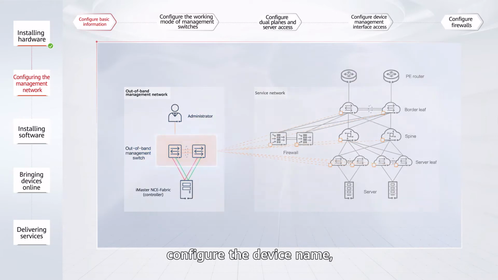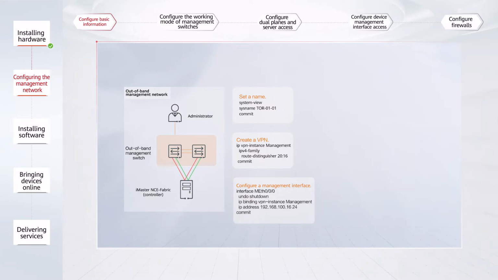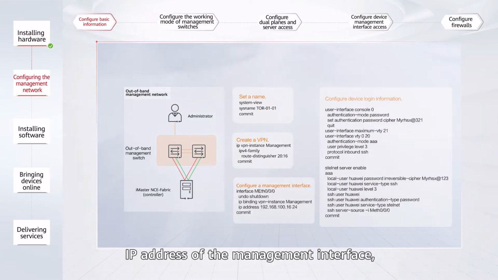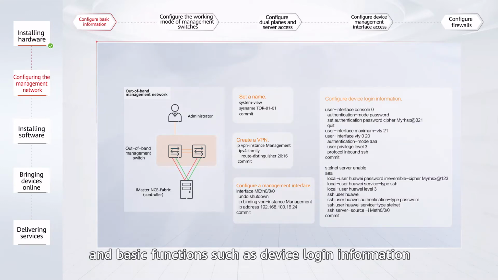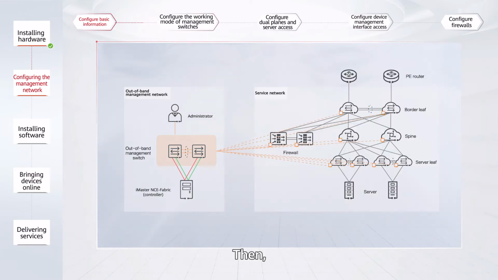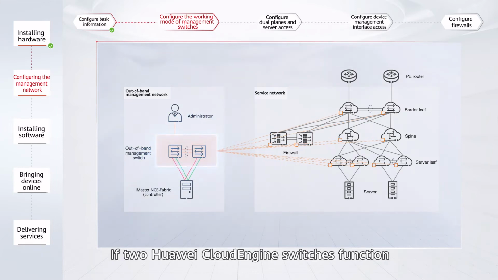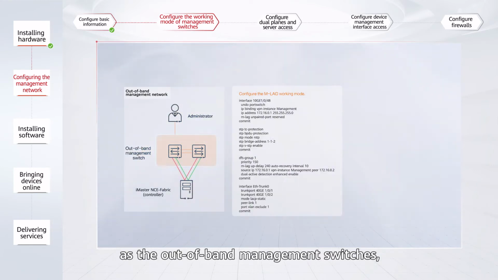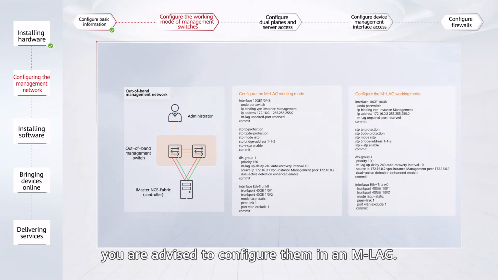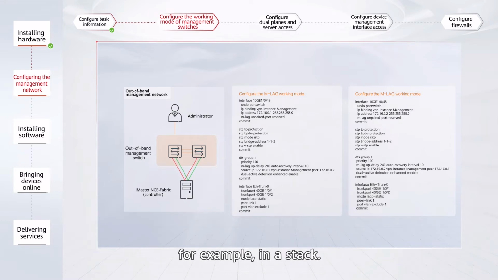First, configure the device name, dedicated VPN for out-of-band management, IP address of the management interface, and basic functions such as device login information for the management switches. Then, configure the working mode of the out-of-band management switches. If two Huawei Cloud Engine switches function as the out-of-band management switches, you are advised to configure them in an MLAG. If other switches are used, configure them as required, for example, in a stack.